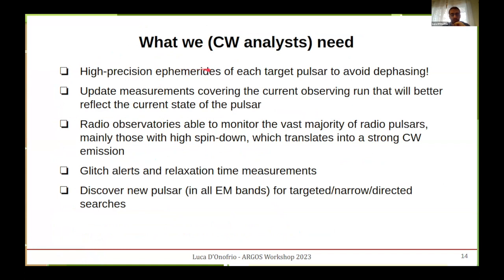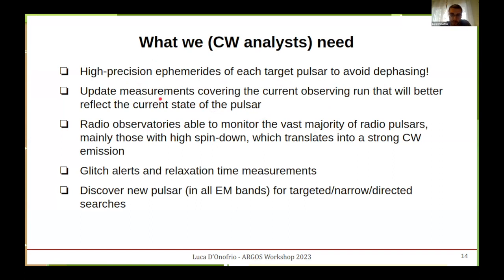This is what we continuous wave analysts need from the electromagnetic point of view, because for our analysis, the more we know about the source parameters, the better the sensitivity, and also the lower the computational cost. And so what we need is high precision ephemerides for each of the targets to avoid dephasing, as we have seen from the phase model.